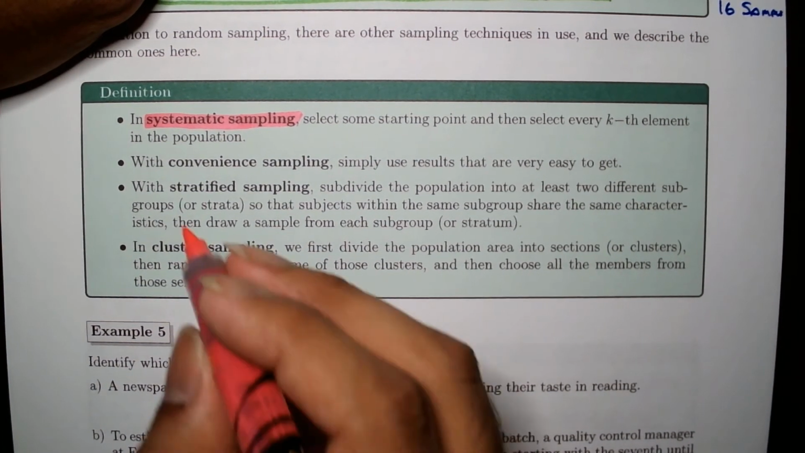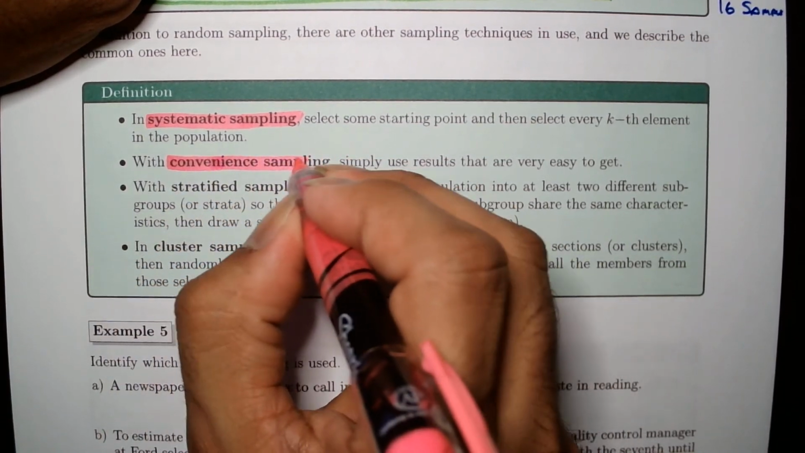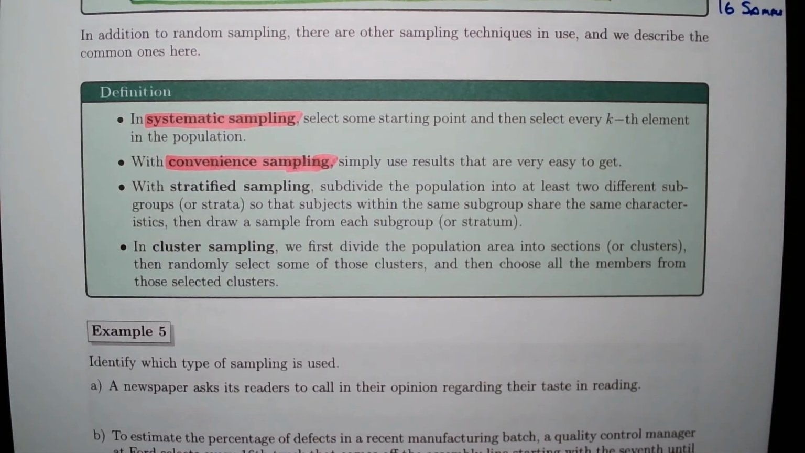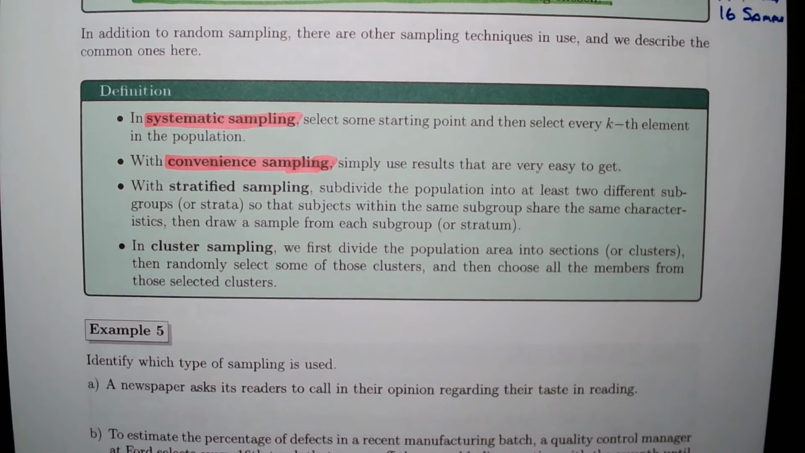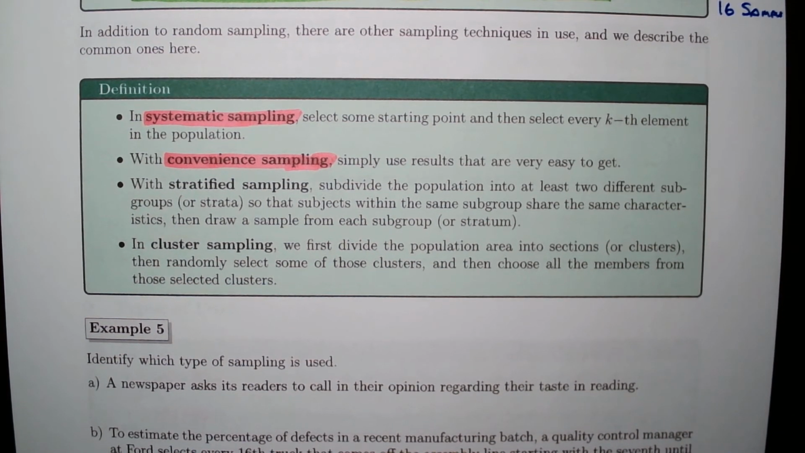Convenience sampling is typically the easiest or the simplest way to obtain results. For example, let's say you order pizza, and you want to know whether the pizza is good. You're not going to sample the entire population. What you're going to do, for convenience, is sample your customers, whether they are satisfied or unsatisfied.